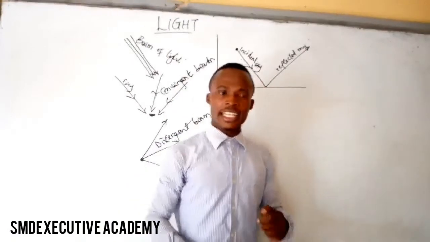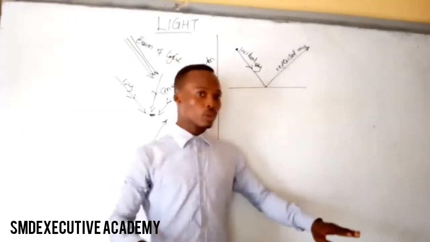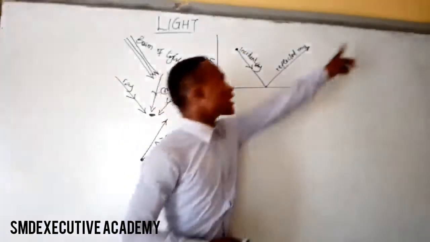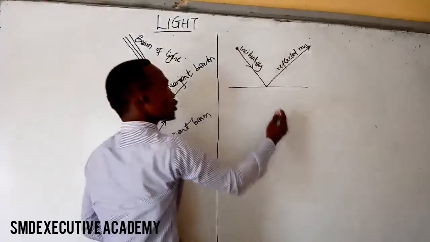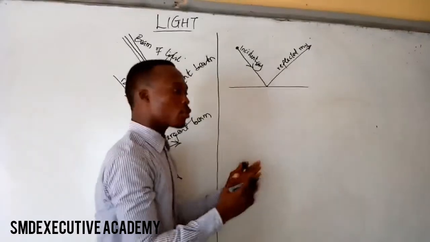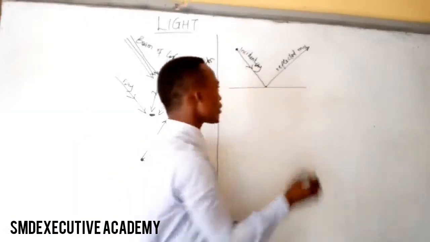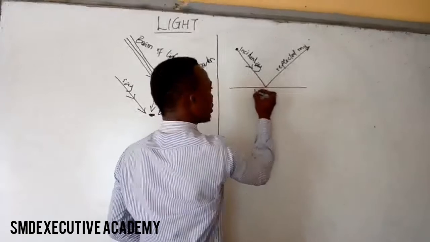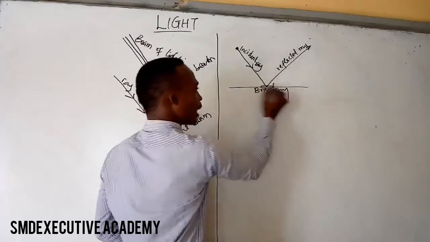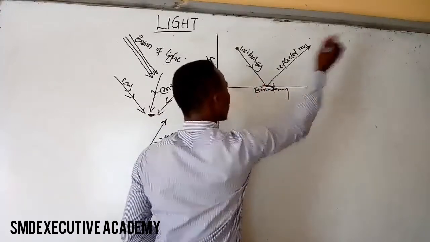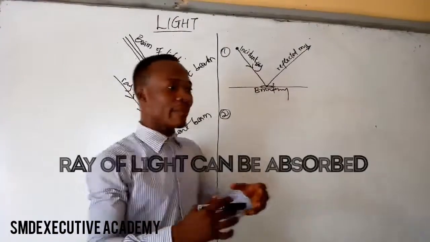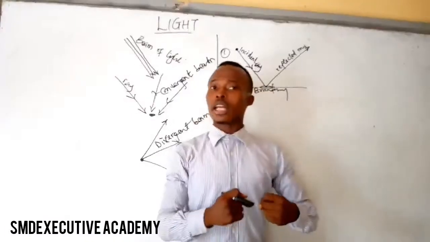How can it be reflected? Provided that the surface is smooth. So if the surface is smooth and shining, then what will happen? The ray of light will be reflected away. So this is the source coming this way, then it's going to be reflected. So a ray of light at a boundary can be reflected. This is one of the properties of light. So how do they behave at a boundary? This is the boundary we're talking about. At that boundary, a ray of light can be reflected. That's one. Two, the second one is that a ray of light can be absorbed.